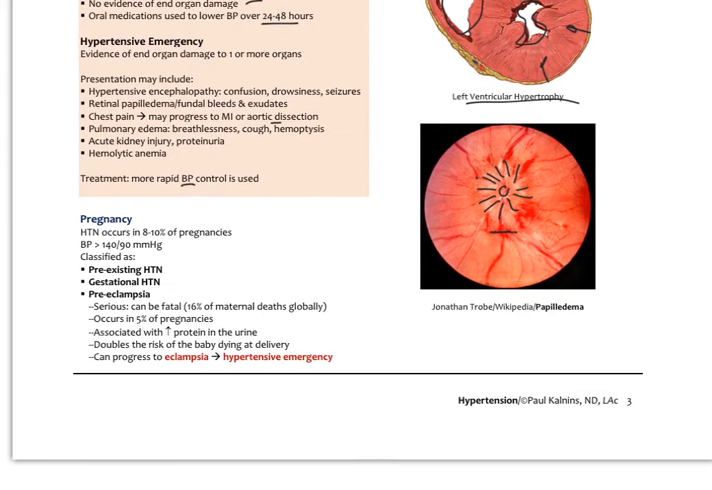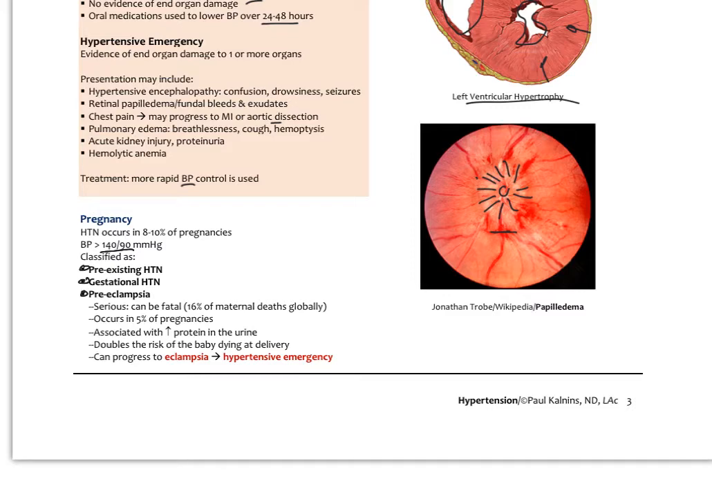Let me talk a little bit about hypertension in pregnancy. Hypertension occurs in about 8 to 10% of all pregnancies, and that is defined in pregnancy as a blood pressure over 140/90. And that can be classified as pre-existing hypertension. So a woman has had hypertension before her pregnancy, and this just continues into pregnancy. It can be classified as gestational hypertension, so it begins during pregnancy, or as preeclampsia, which is much more severe.